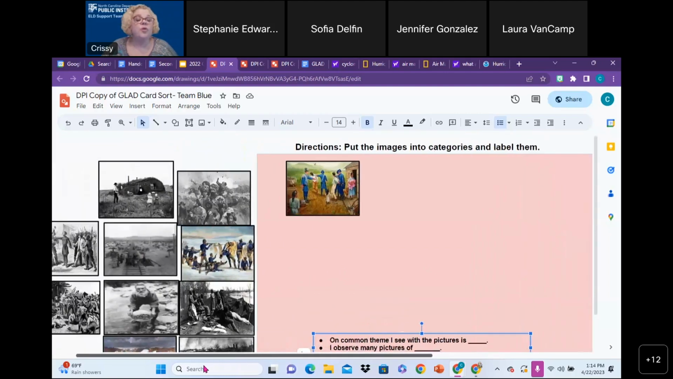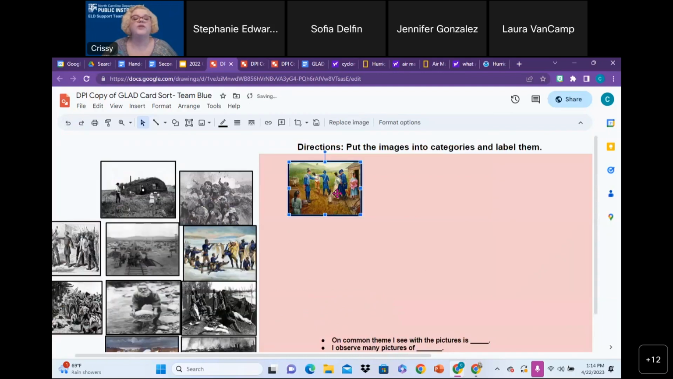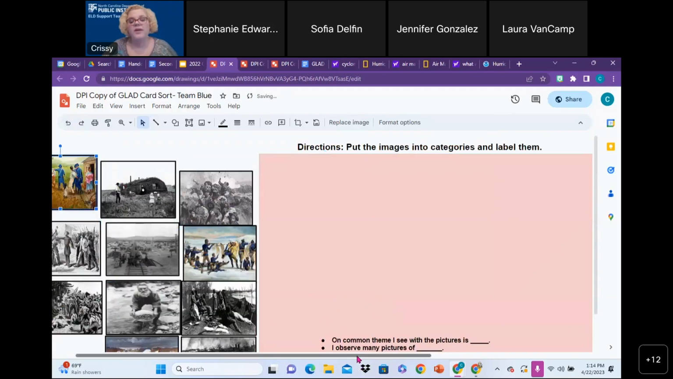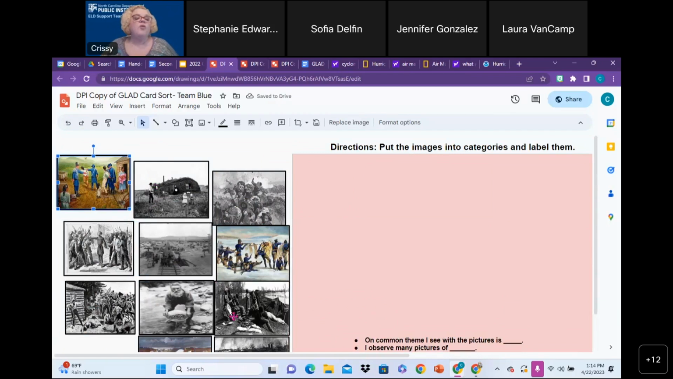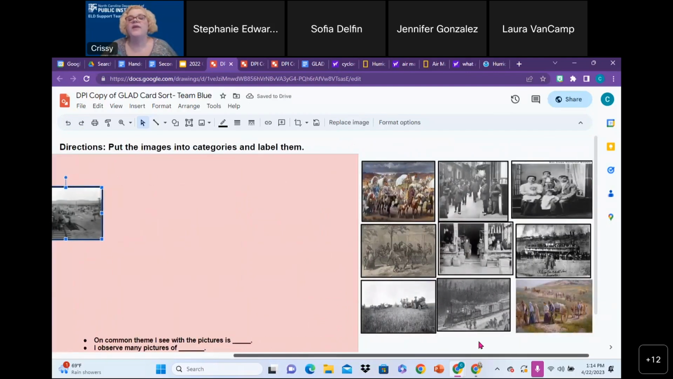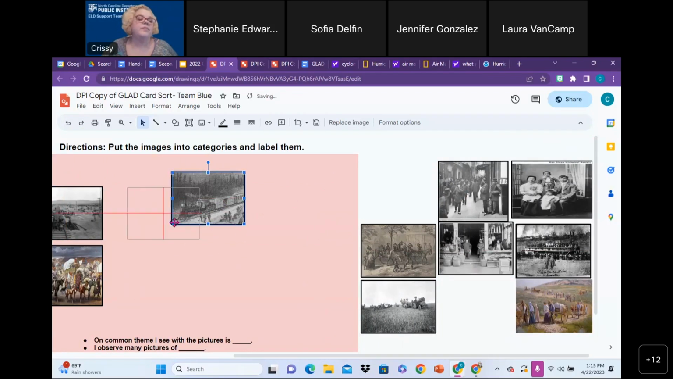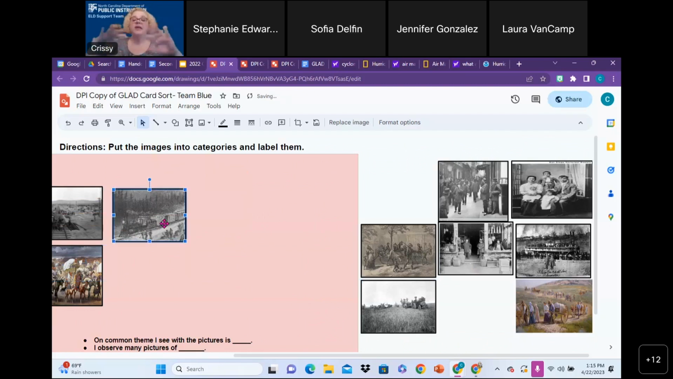Now, a closed sort would be where you give them the categories. So I might say, for example, I want you to find all the different images of transportation. Transportation is a category. Find the transportation pictures. Then I might give them 4 or 5 categories, and they might have to organize them the way that they go.